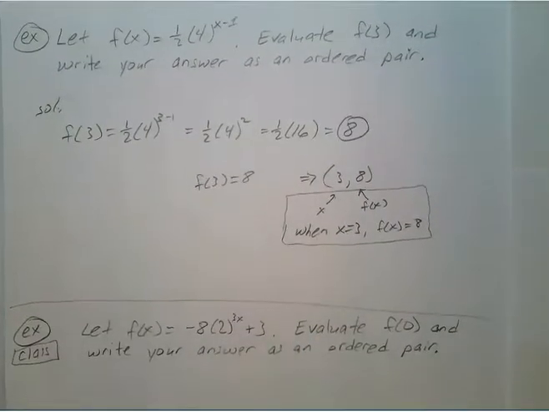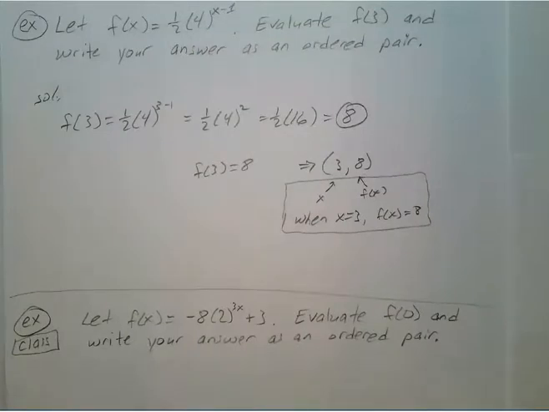All right, so let's look at the next problem here. Let f of x equals -8 times 2 to the power of 3x plus 3. Evaluate f of 0 and write your answer as an ordered pair. What I want you to do is press pause and try to do this one on your own.